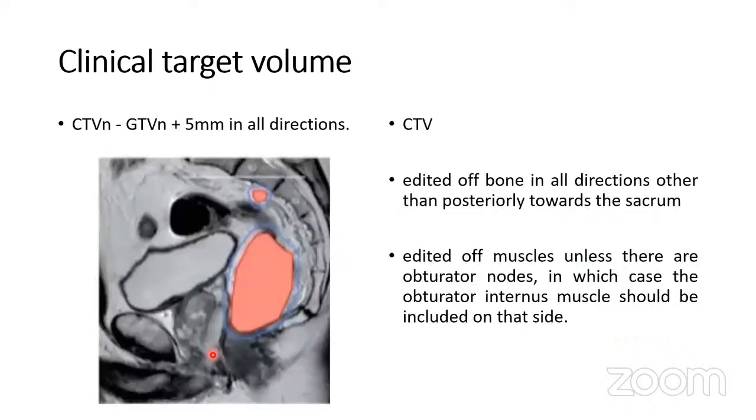Next, for the creation of CTVN, we give a 5 mm margin around the gross node, and then we create the CTVN. And make sure that after you create the CTV, you edit the CTV from bone or muscles if it goes into it. But don't edit it posteriorly when it is going towards the sacrum, we just leave it. And in case of obturator internus, we see if there are any obturator nodes or not. If there are, we make sure that we go up to the pelvic side wall by including the muscle.